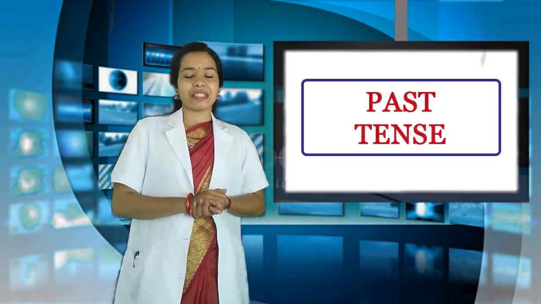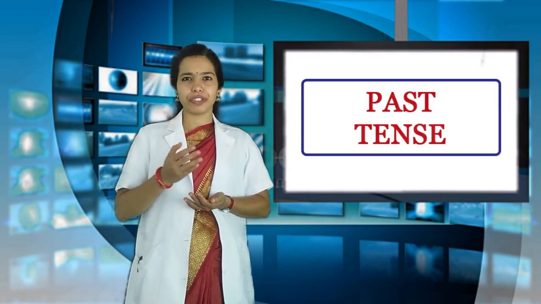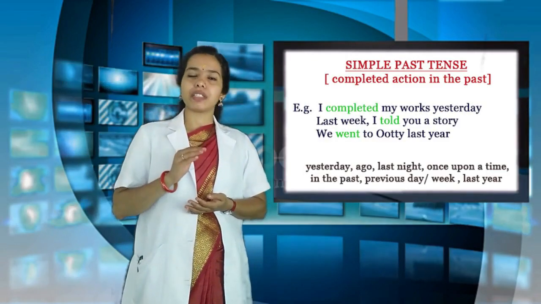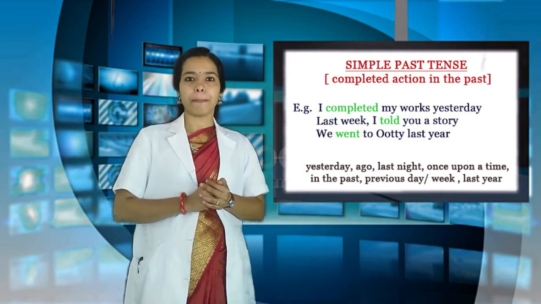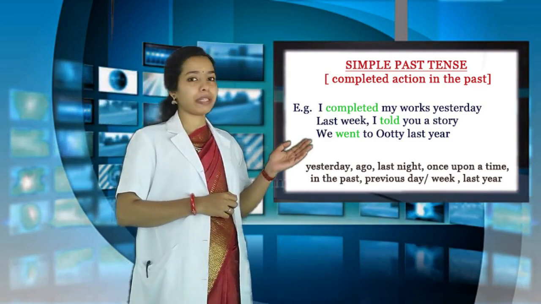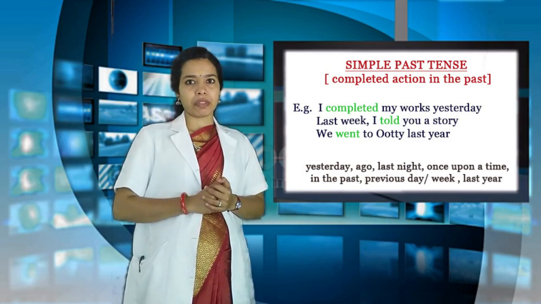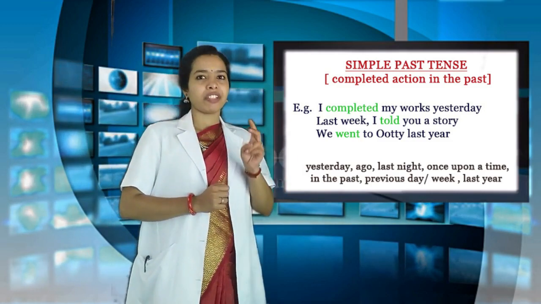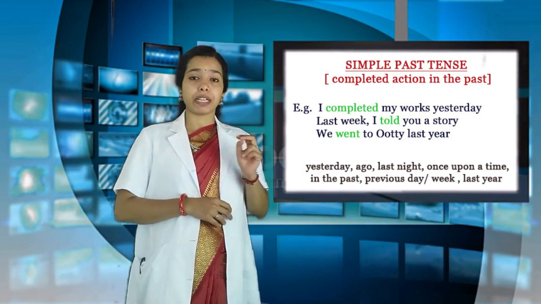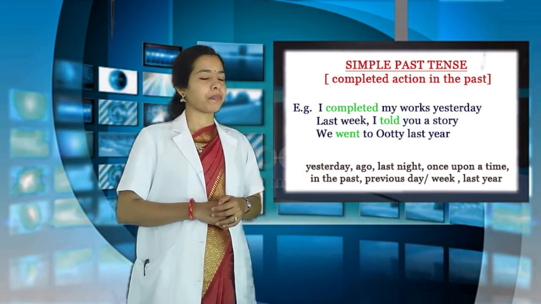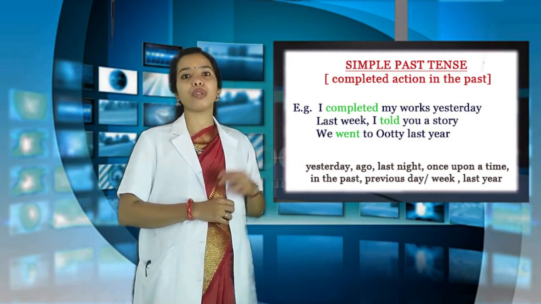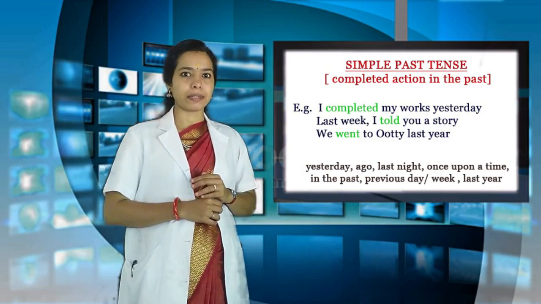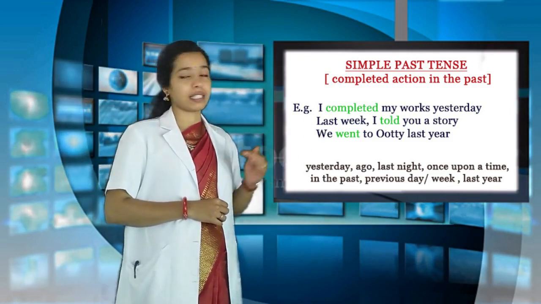Now let us discuss past tense. The first form is simple past tense. Simple past tense always denotes a completed action in the past, just like I completed my work yesterday. So the work is fully completed the previous day. We will use the second form of the verb, the simple past form, in these sentences. Like last week I told you a story. Again, that action is completed in the past. We went to Ooty last year.